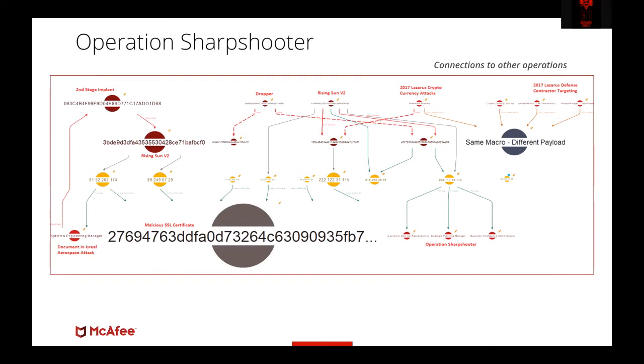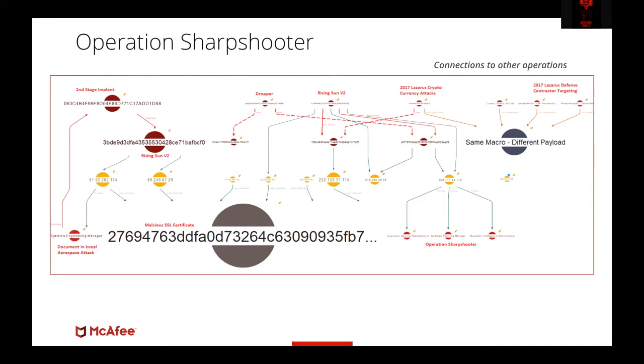This slide talks about the different connections to other operations, broken up into different clusters. On the top right-hand side is a campaign back in 2017 that was targeting defense contractors, and they had a number of different malicious documents. A little bit to the left, the 2017 Lazarus cryptocurrency attacks were sharing some of the macro techniques and also sharing other characteristics with other parts of the campaigns, including Rising Sun version 2.